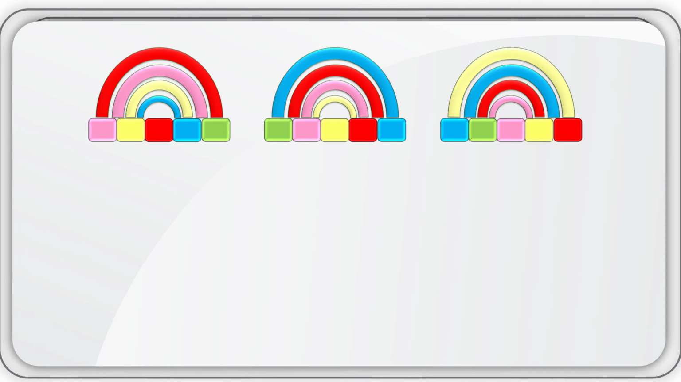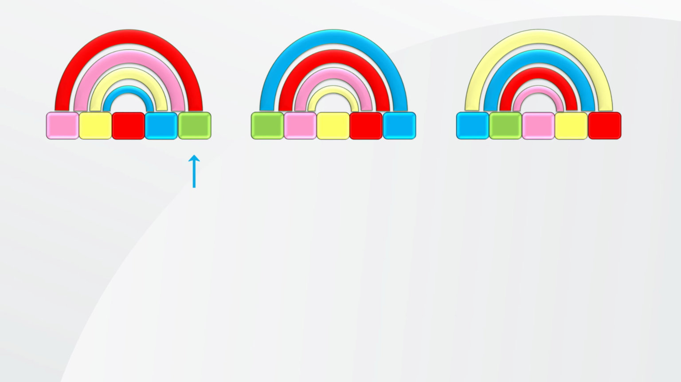If you look closely and focus on the green square, you see that in the sequence 1 shape, the green square is in position number 5. And in the sequence 2 object, it moves to position number 1.